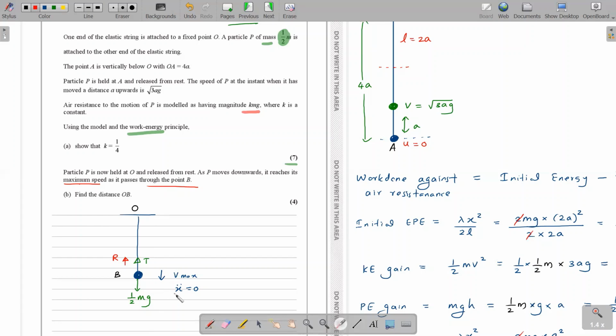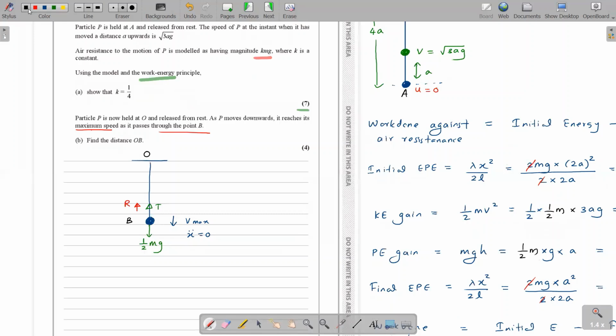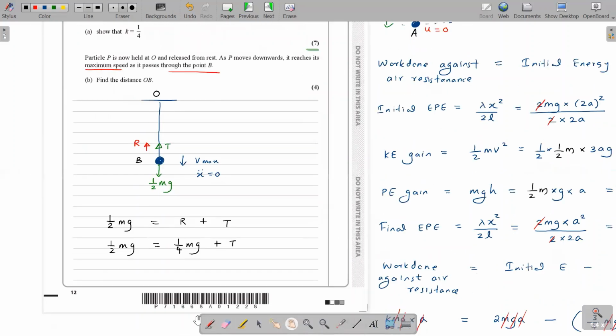So at this point, when you reach the maximum velocity, the forces acting on this particle must be in balance. So we can make an equation here. The weight, half mg, is equal to the resistive force plus the tension. Resistive force is kmg. The K value was found as 1/4. Do you agree? So half mg minus 1/4 mg is equal to tension.